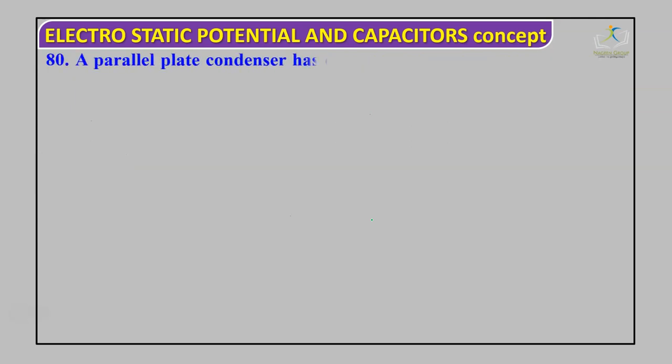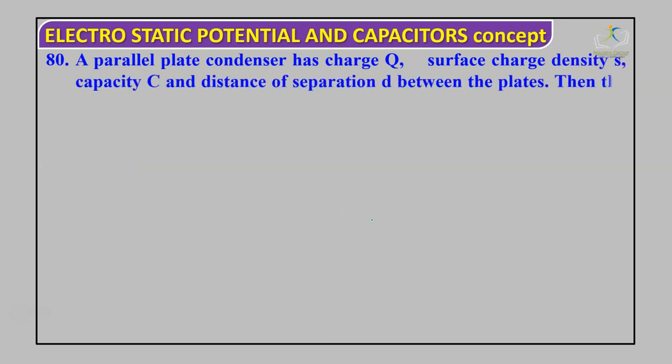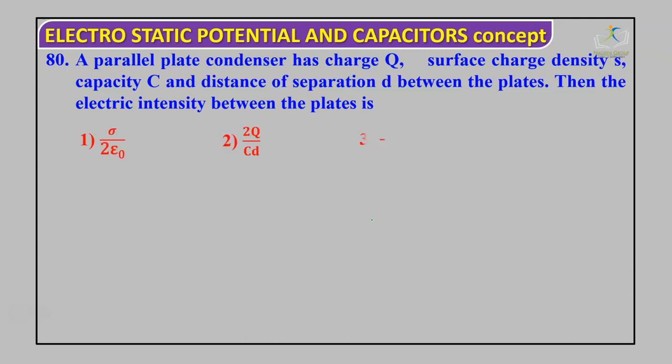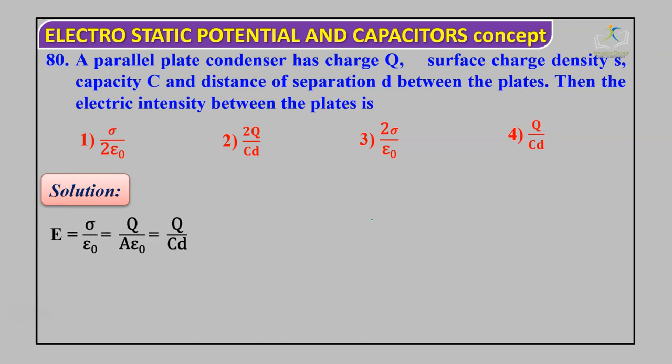Next question we have: a parallel plate condenser has a charge Q, surface charge density sigma, capacity C, and distance of separation D between the plates. Then the electric intensity between the plates is sigma by 2 epsilon naught, 2Q by CD, sigma by epsilon naught, or Q by CD. So the solution which we have: E is equal to sigma by epsilon naught, which is Q by A epsilon naught, which is equal to Q by CD. Hence the correct option is 4.